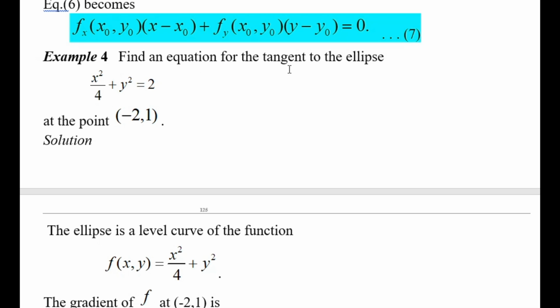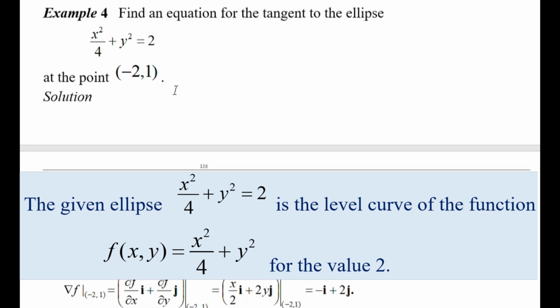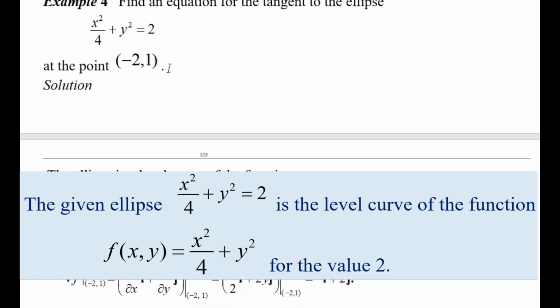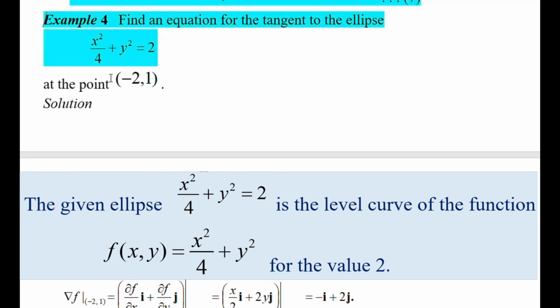We find the equation for the tangent to the ellipse x squared by 4 plus y squared equal to 2 at the point (-2, 1). Now the given ellipse is the level curve of the function f(x, y) equal to x squared by 4 plus y squared. Why? Because how can we say that the given ellipse is the level curve of the function f(x, y) equal to x squared by 4 plus y squared?